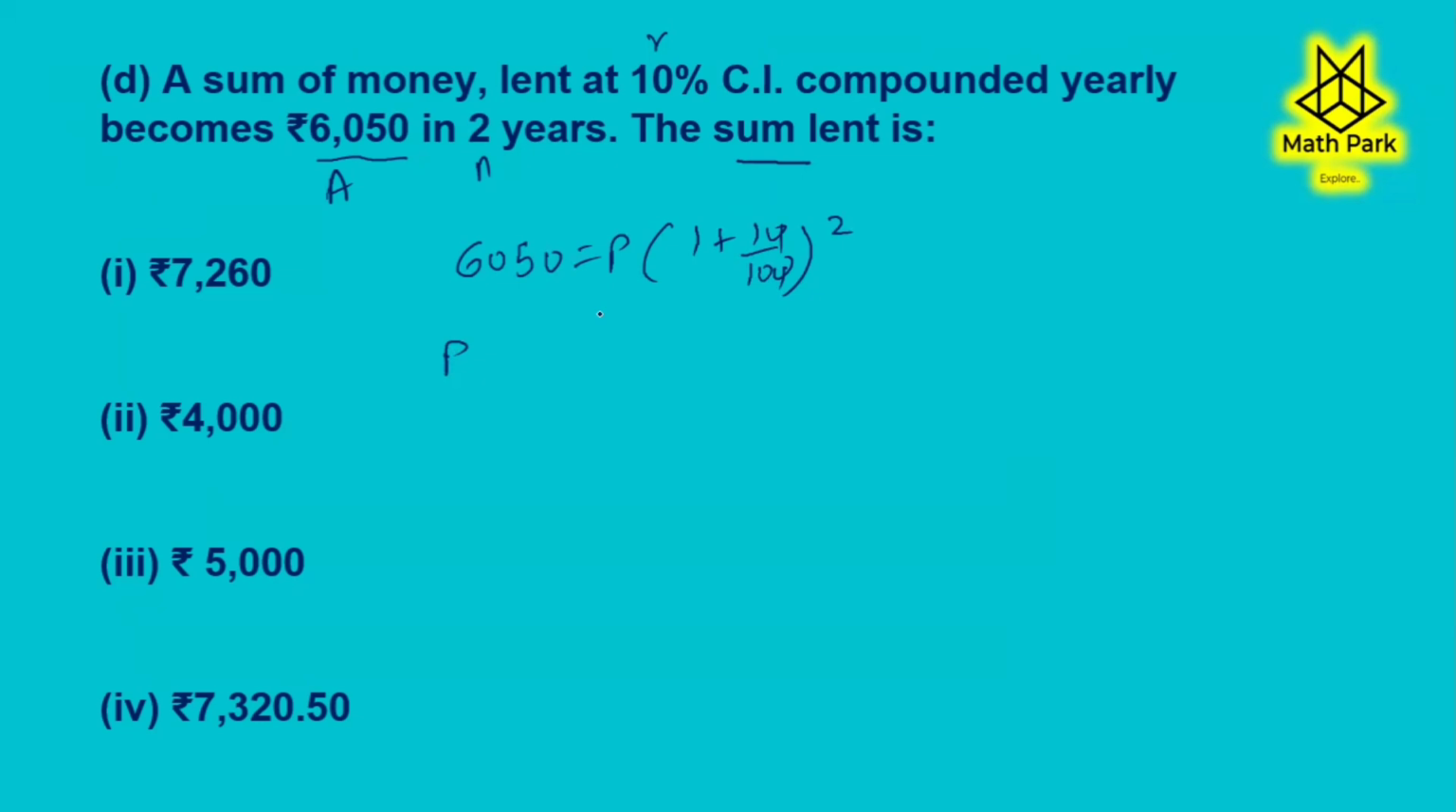11 upon 10 square is going to be 121 upon 100 is equal to 6050. So you get P is equal to 6050 into 100 upon 121. Simplify, both are divisible by 11. So if I divide 121, 11 times 11, you get 605. So 50 times 100, we get this as 5,000. So option 3 is the correct answer.